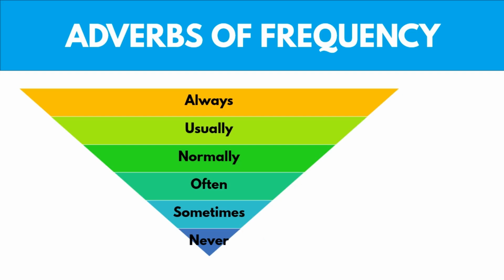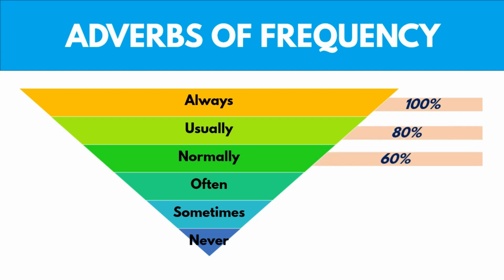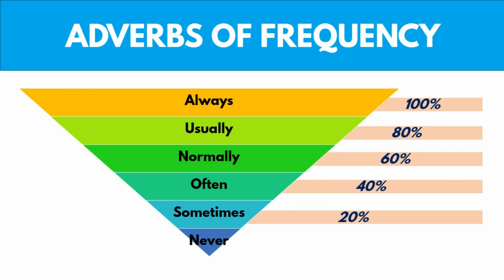Now, there are actually more than one. There are 6 types of adverbs of frequency. So when do we use all these 6? The first one, always, 100%. It means that you do it all the time, every day. Usually, 80%. Normally, 60%. Often, 40%. Sometimes, 20%. Or never, 0%.